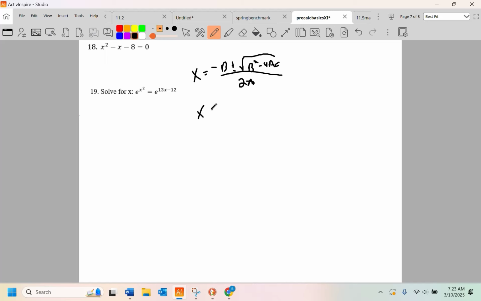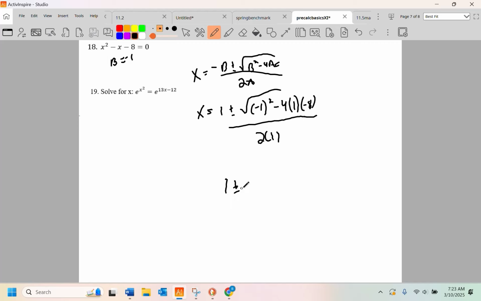Just feed this thing. B is negative 1. So 1 plus or minus square root of a negative 1 that is squared minus 4 times a, which is 1, times c, which is negative 8. All sitting pretty over twice a 1, because a is also 1. Inside the square root, we have 1 plus 32, which is 33, all over 2. That's not hard. Not hard at all.